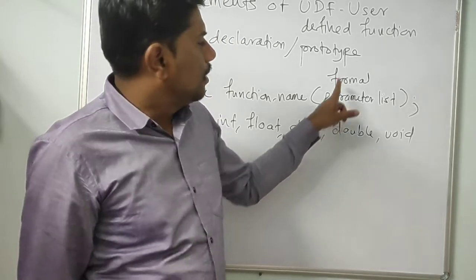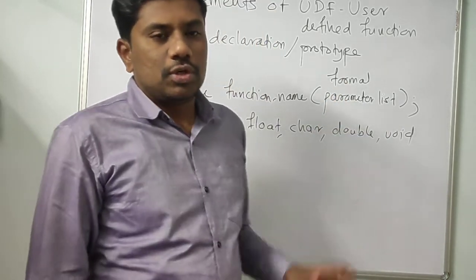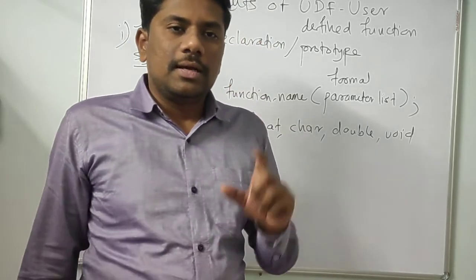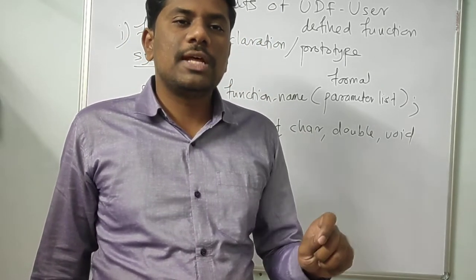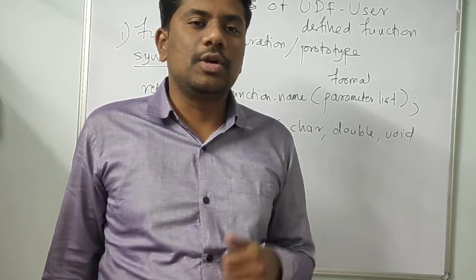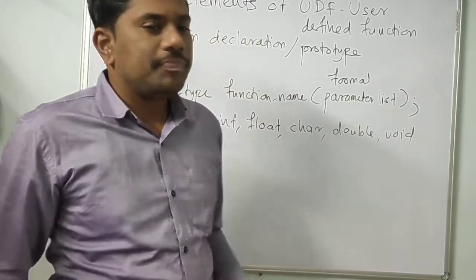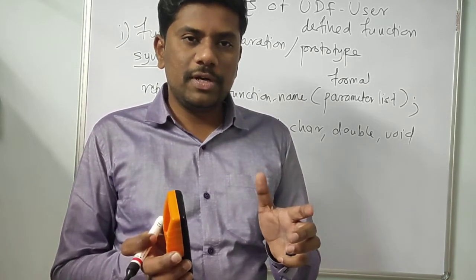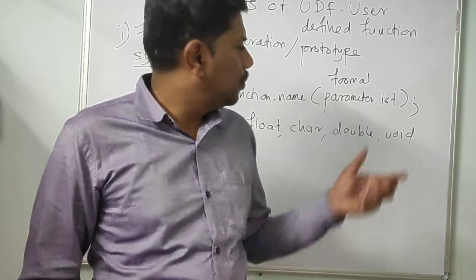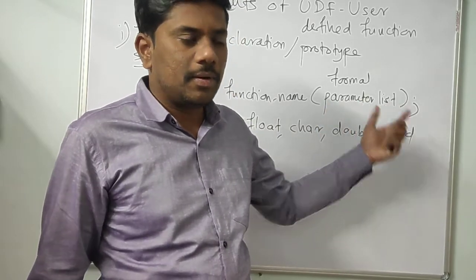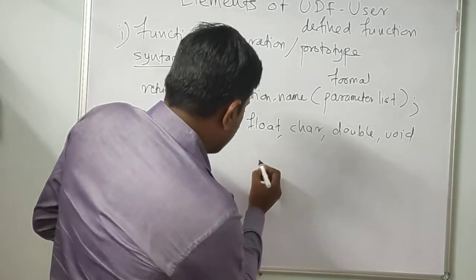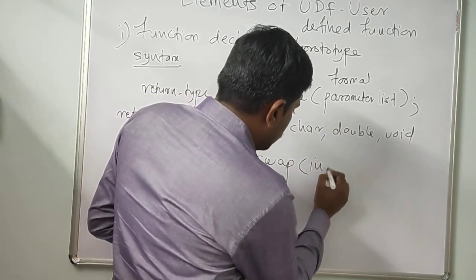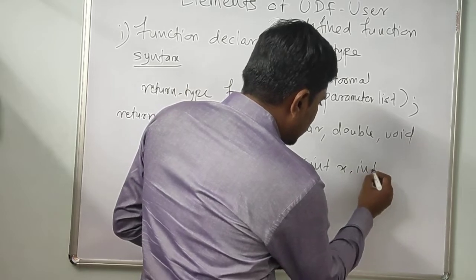Then there is a bracket, the formal parameter list. From this formal parameter list, you can understand how many inputs are there to your function. Suppose you are performing the swapping of two numbers. So for the swap function there will be two inputs. You can give that list here. How to give that list? Suppose my function is swap. So in the bracket, I can give two variables.